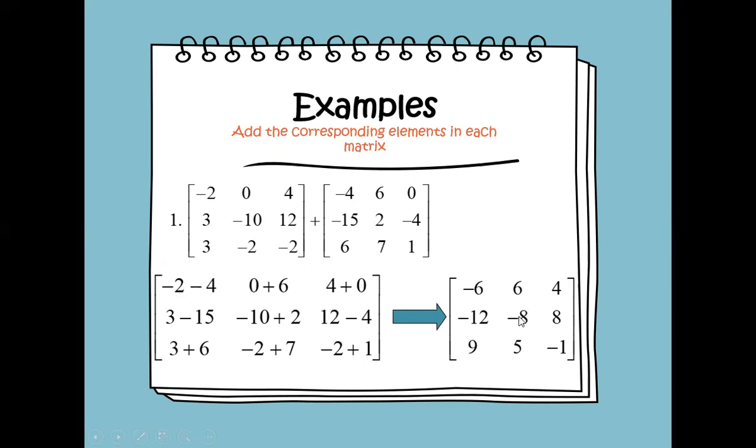-10 plus 2 is -8. We'll take the sign of the bigger number. 12 minus 4 is 8. 3 plus 6 is 9. -2 plus 7 is 5. We'll take the sign of the bigger number. -2 plus 1 is -1. So here we have the answer of adding these two matrices.